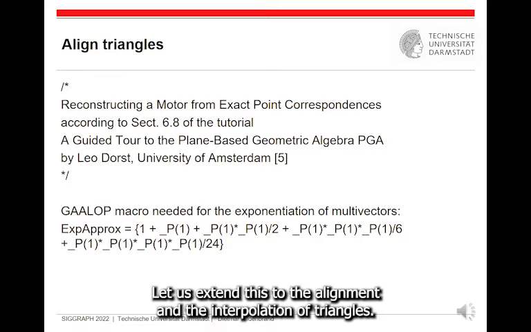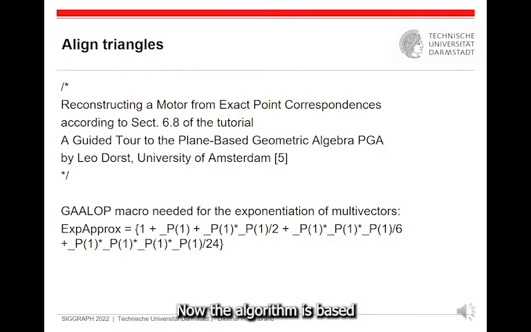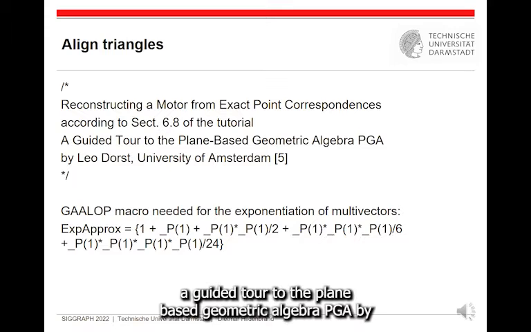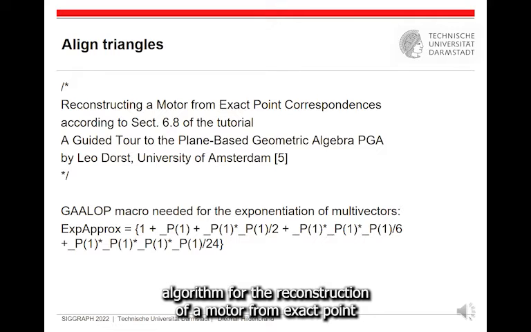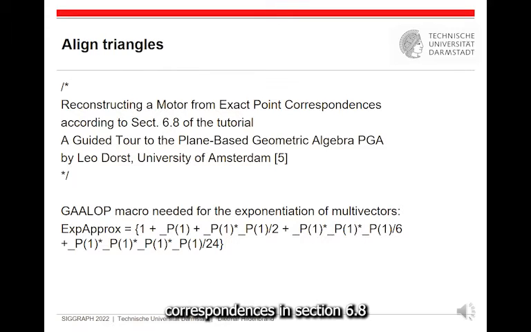Let us extend this to the alignment and the interpolation of triangles now. The algorithm is based on the document A Guided Tour to the Plane-Based Geometric Algebra PGA by Leo Dorst, and his algorithm for the reconstruction of a motor from exact point correspondences in section 6.8 of his tutorial.